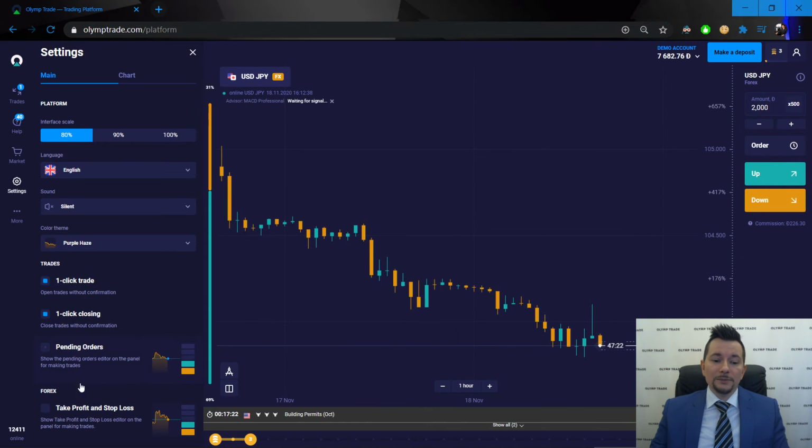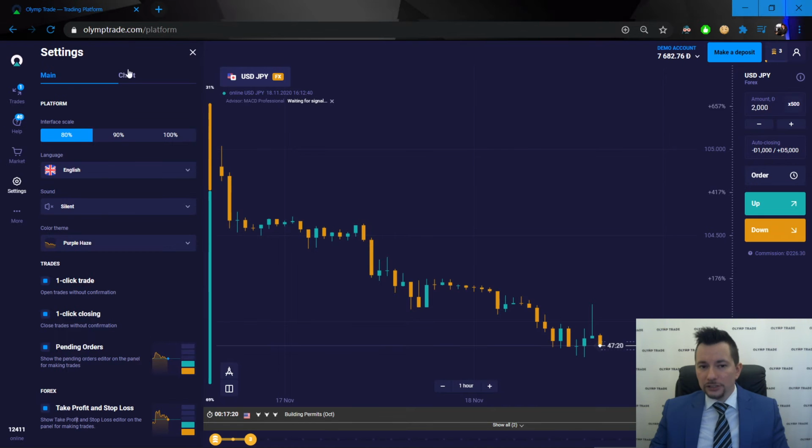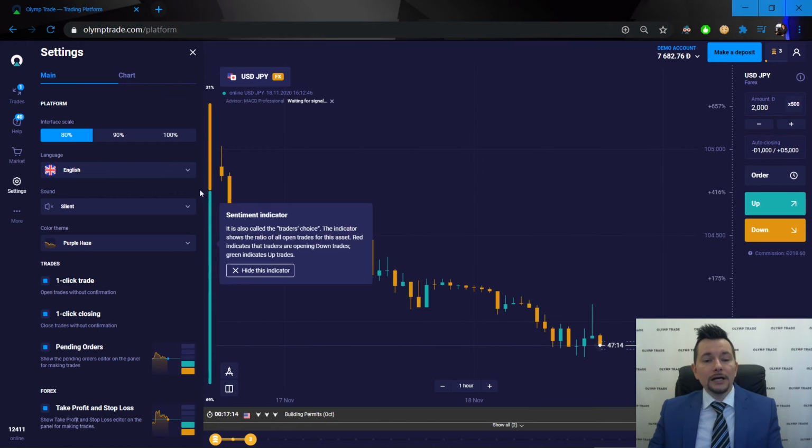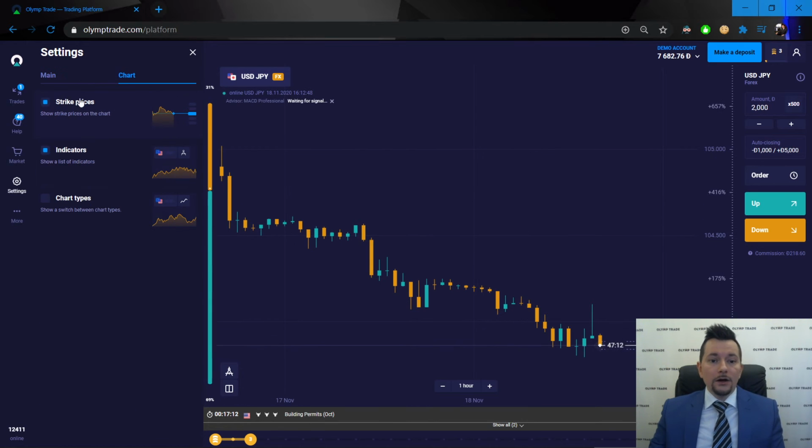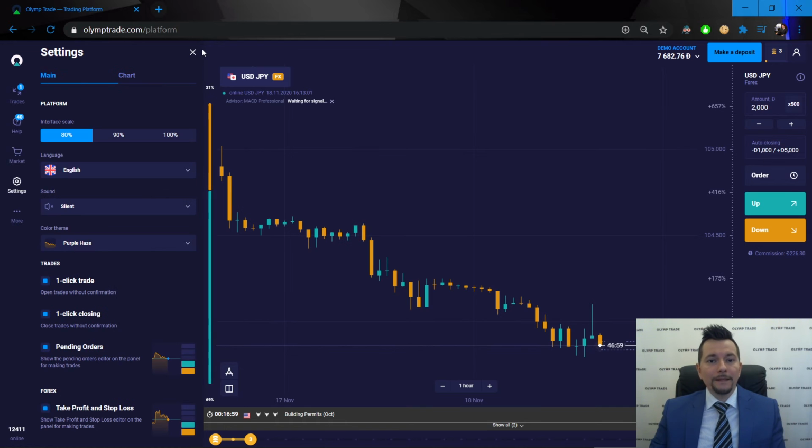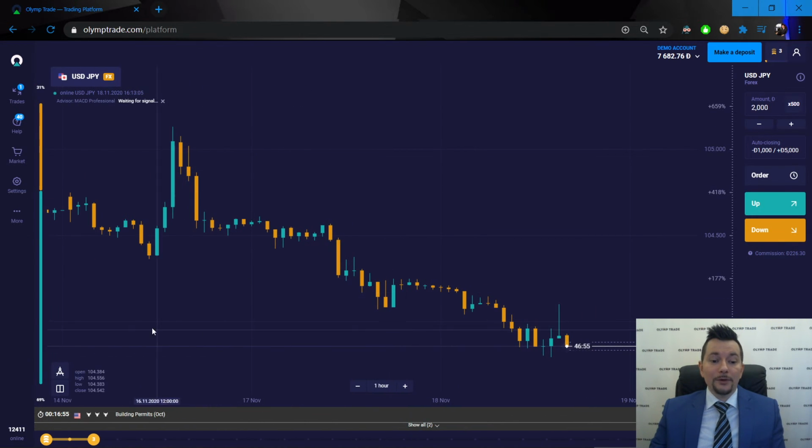All of this allows me to trade quickly and efficiently, especially if I'm trading the news. I want to have one-click trading available so that I can make a position in the blink of an eye. Also, I want to see the strike prices when I'm trading FTT, and a list of indicators. Chart types I have off because I just use the Japanese candlesticks. That is my go-to chart type. So now that we have all of this open, let's go ahead and slap on some indicators.